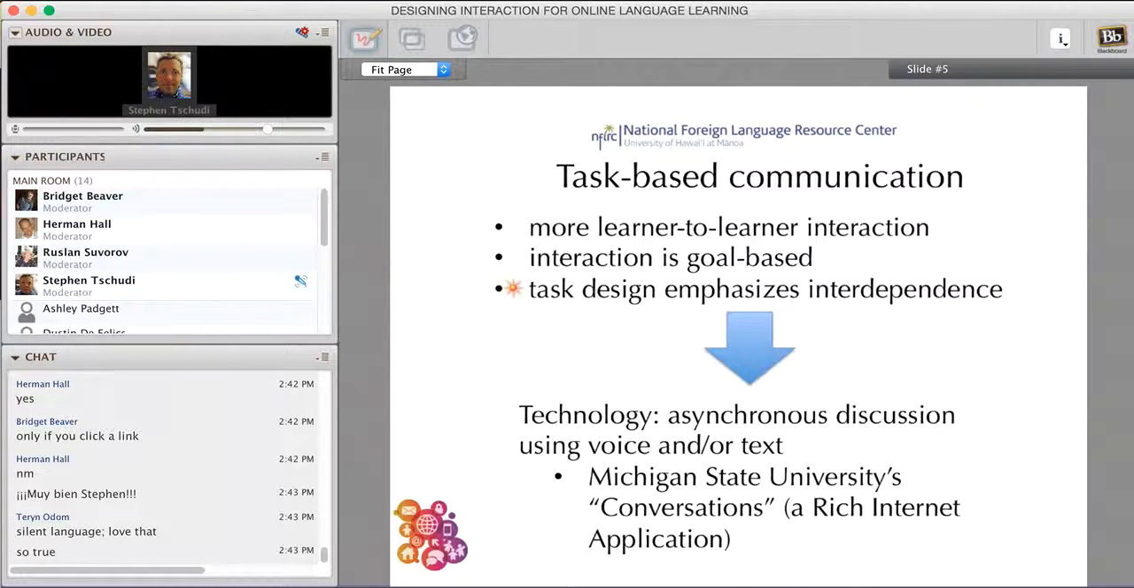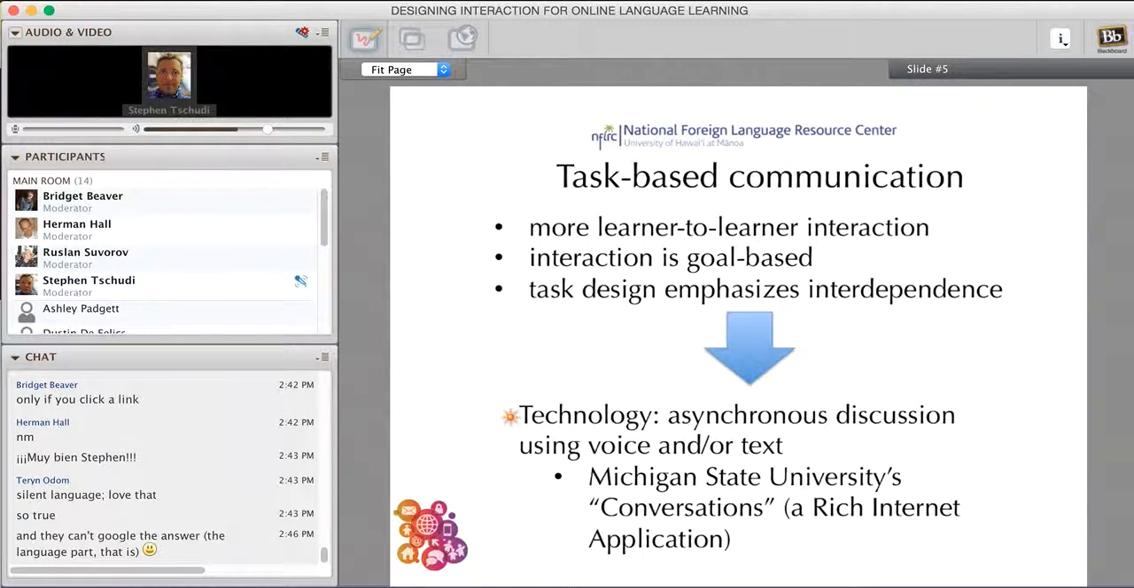Okay, the technology that corresponds to this task-based communication, I would say, would be any asynchronous discussion platform using voice or text, such as Michigan State University's Conversations, which is a rich internet application that enables you to assign your students to join an online conversation, to record and leave their contribution to an asynchronous conversation. Now, I'm not going to tour you there now, but in the TED Ed lesson, there's a direct link, and you can go check out MSU's Conversations.